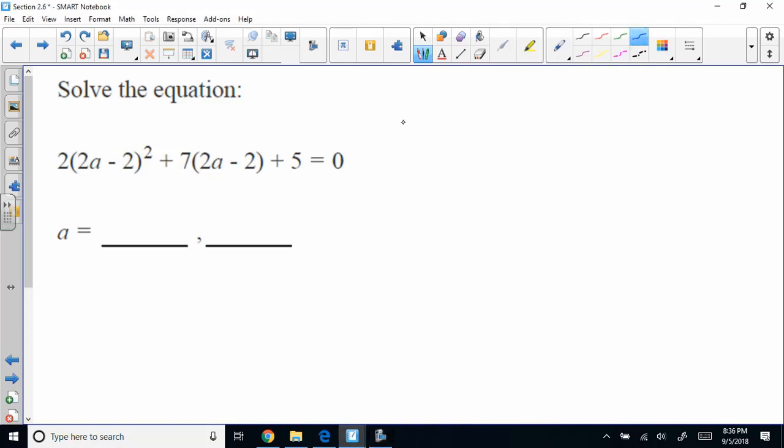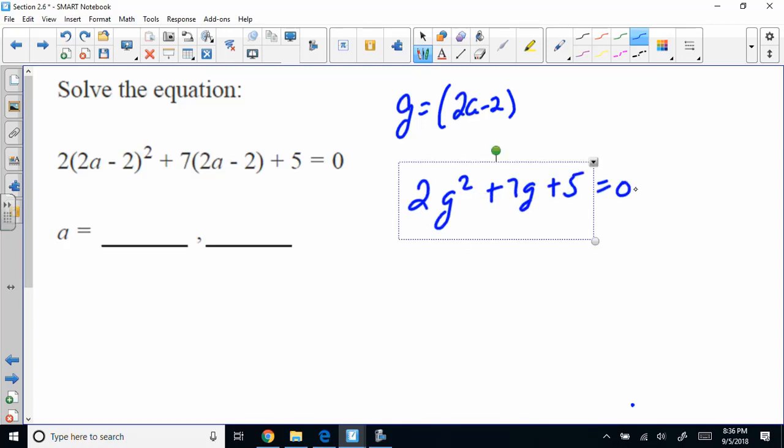So I'm going to say g is equal to 2a minus 2. So if I do that, that gives me 2g squared plus 7g plus 5 equal to 0. So it ought to be factorable, right? What multiplies to give me 10, adds together to give me 7, right? What's 2 and 5?